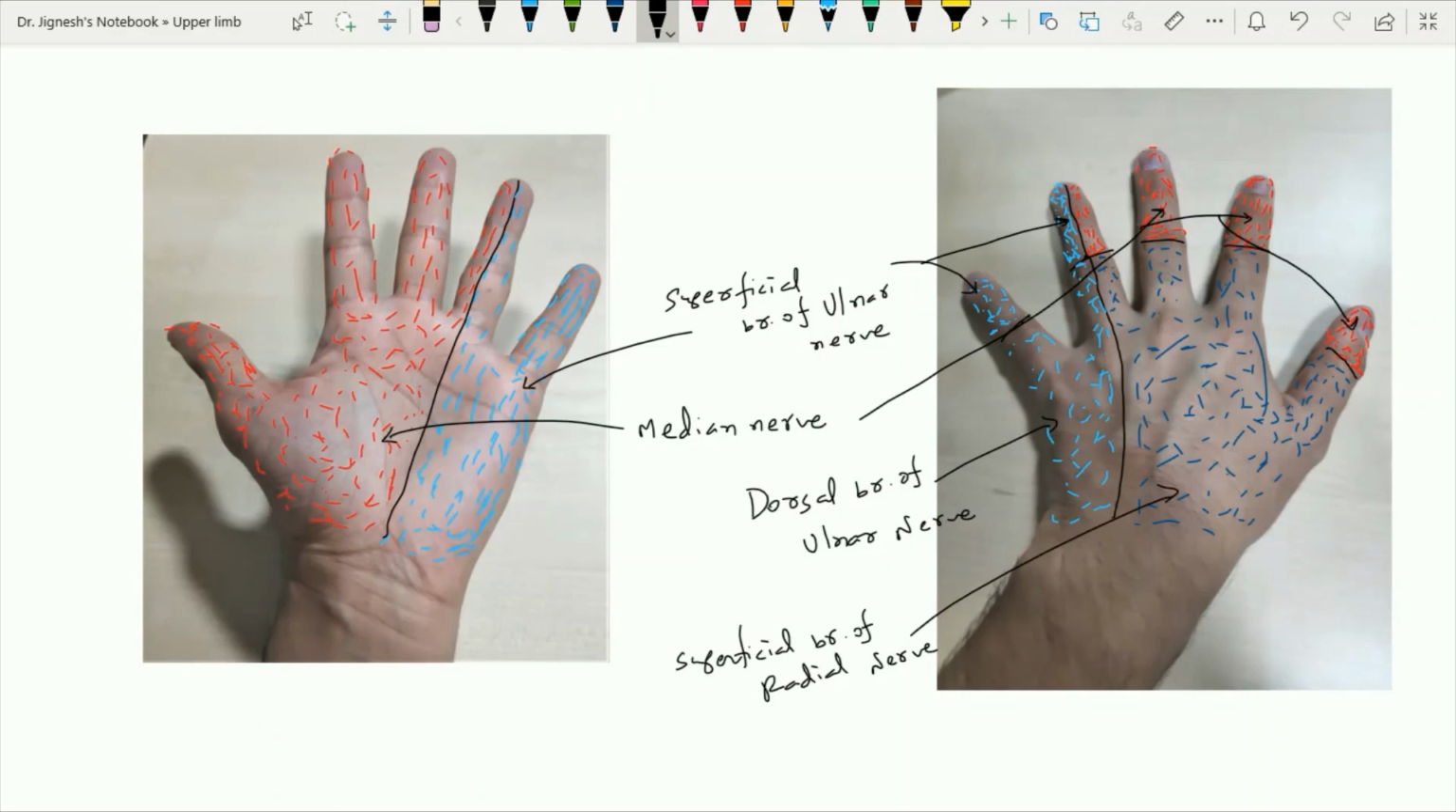So we can say this ring finger is going to be supplied by all three major nerves of the upper limb. These are the ulnar nerve, median nerve as well as the radial nerve.